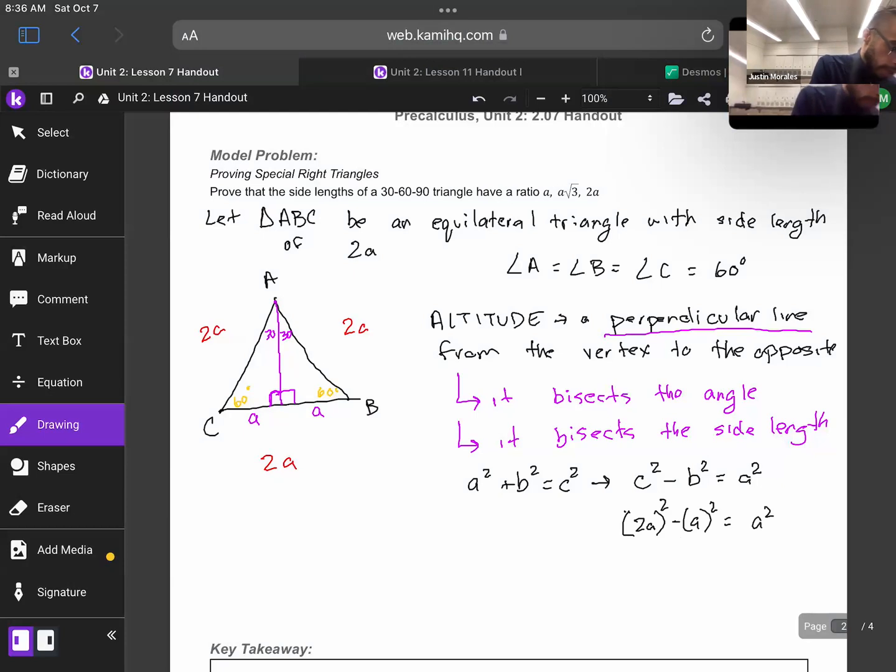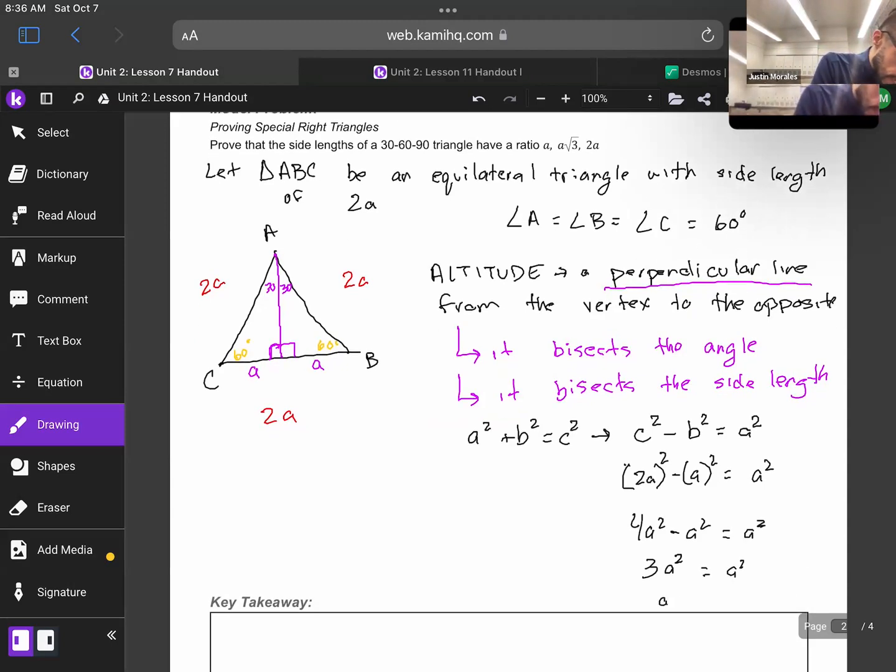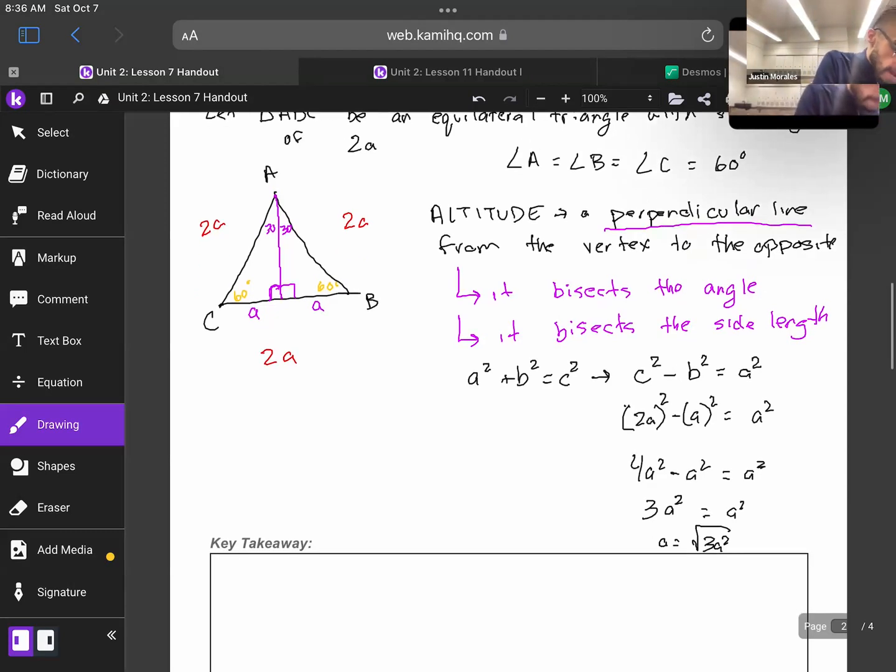All these a's are complicated, I guess, right? So 2a squared is going to be 4a squared. A squared is just a squared. This is now going to equal 3a squared. Maybe I should have used a different variable, right? These a's are confusing. Now, if I take the square root on both sides, I get the altitude is equal to the square root of 3a squared. Remember that lesson about simplifying radicals. We can further simplify this to a radical 3. So that is now how we have all three side lengths.